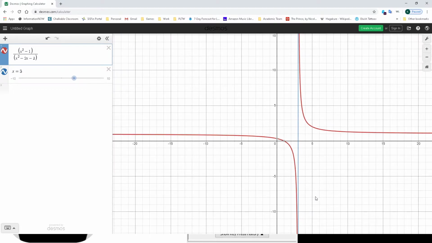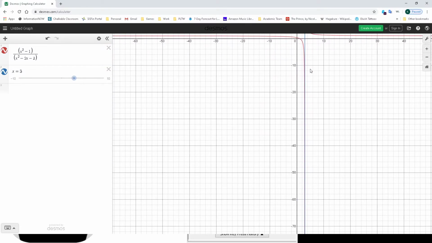And if I keep going even farther down, even down here, when my x value is at 2.965, my y value is at negative 56. So as I'm getting closer and closer to this value of 3, my y value is getting farther and farther negative.